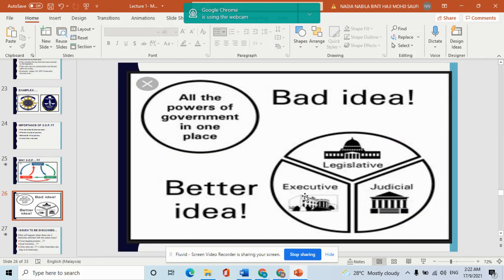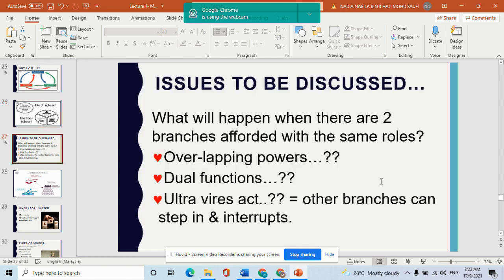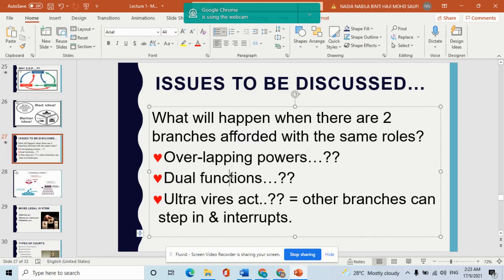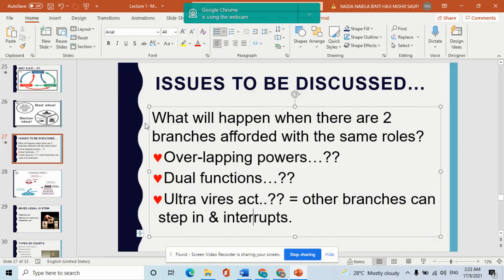Okay. So next, I'm done with this one. Issues to be discussed. This one also we will be discussing in the next class. We will use at least 1 hour to discuss all these questions. So what will happen when there are two branches afforded the same role, with overlapping powers, dual functions, ultra vires acts? Other branches can step in and interrupt when the other branch is doing their work. So what would happen? This is something to ponder, and we'll discuss this in the next class.